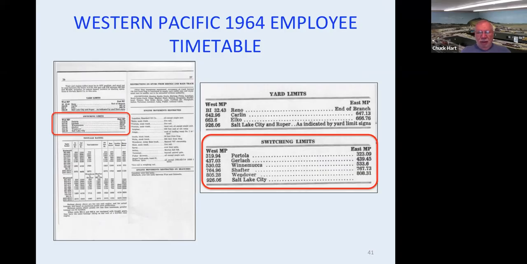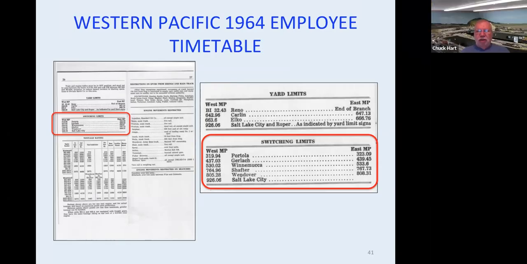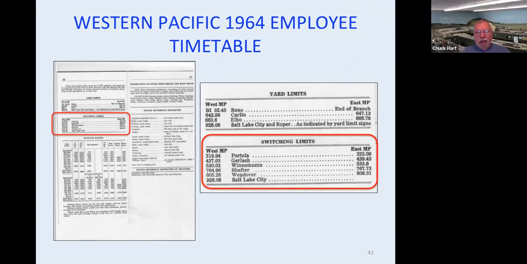And down at the bottom, 92606 is milepost Salt Lake City, all the way to, I think, the end. Let's see, yeah, to the end of the branch. That would be the end of the main line, excuse me, the end of the Western Pacific main line. Yeah, Western Pacific main line, right.